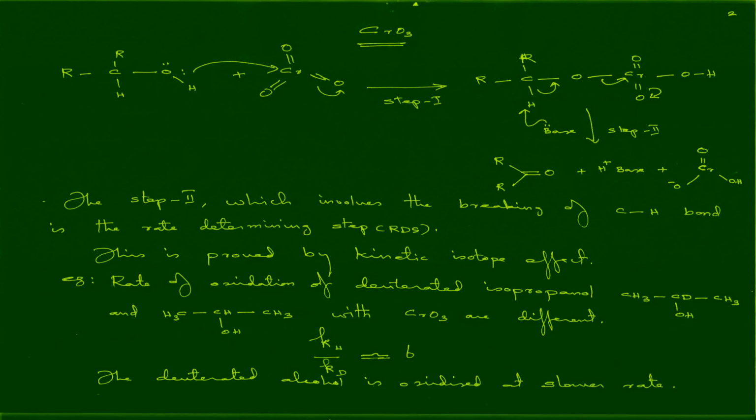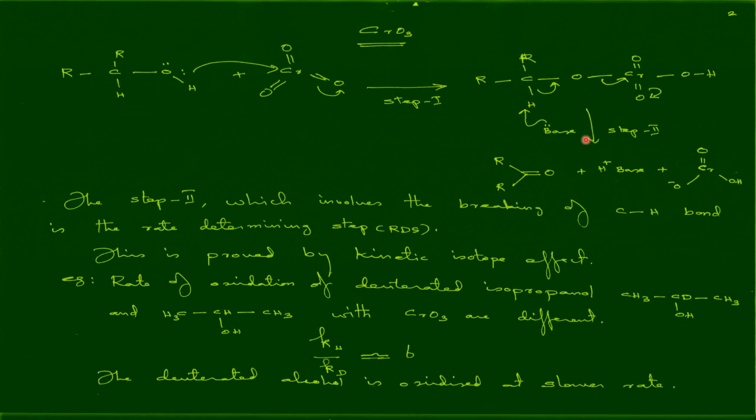Oxidation of alcohol with chromium 6 oxide. This reaction involves two steps. The first step is the fast step where alcohol behaves as nucleophile. Oxygen with its lone pair attacks the electrophilic chromium of chromium 6 oxide. Since it is a reaction between a nucleophile and electrophile, it takes place at a faster rate.